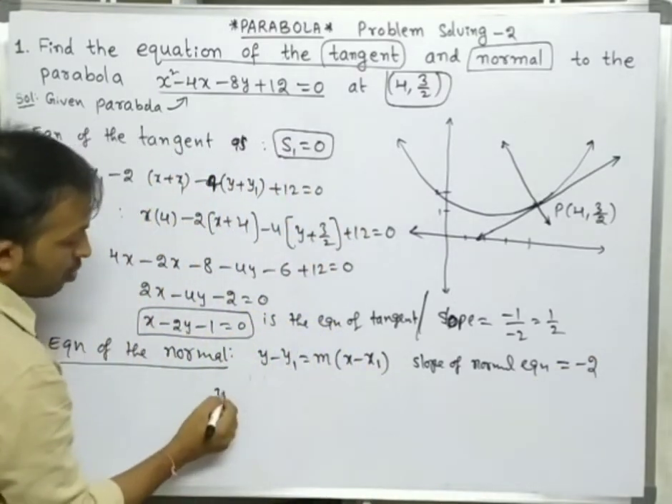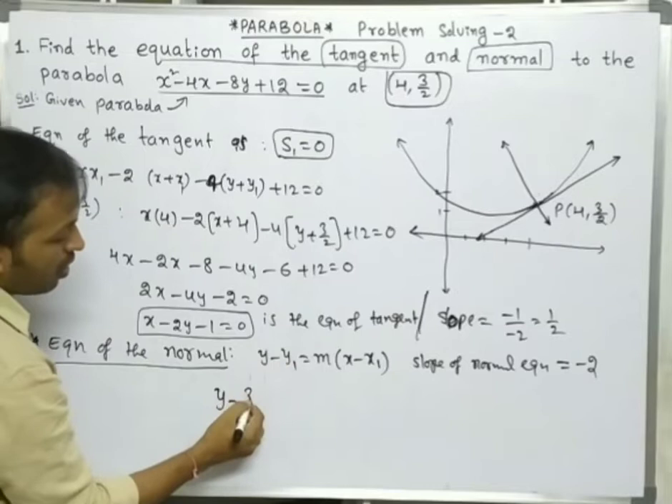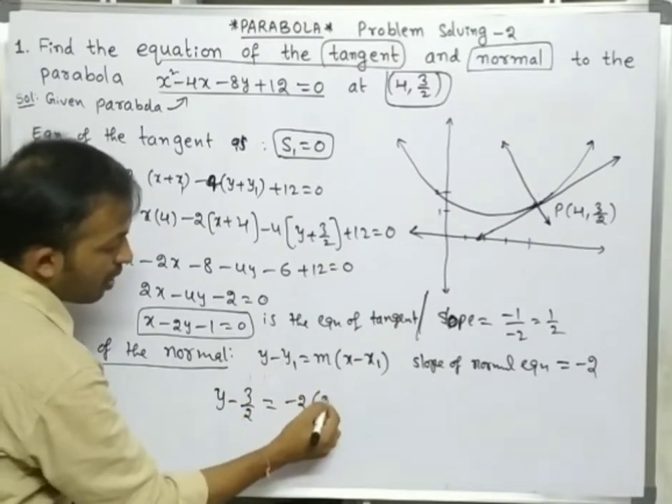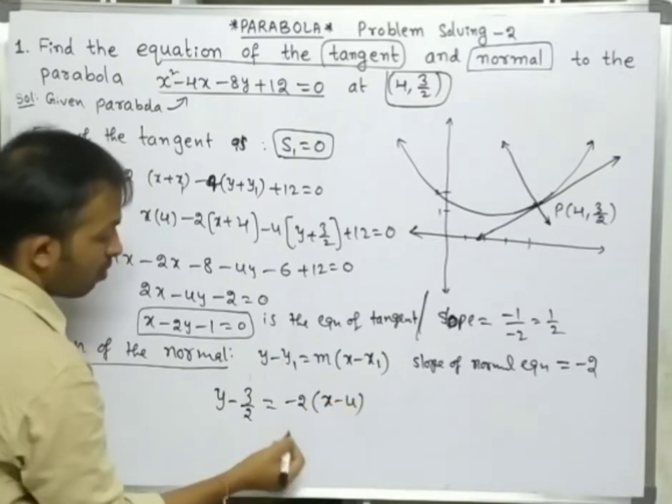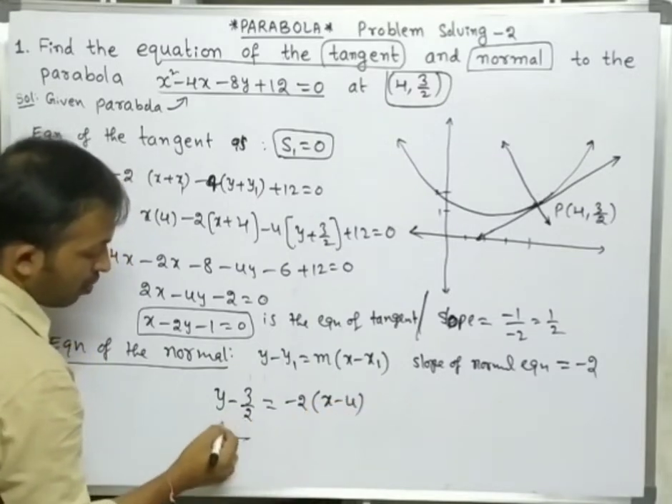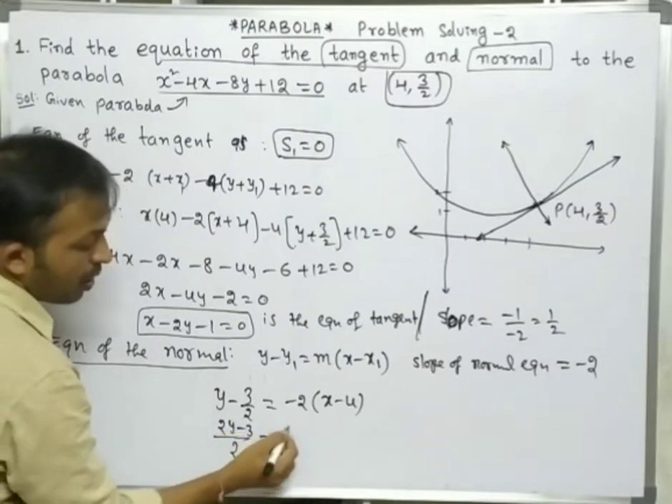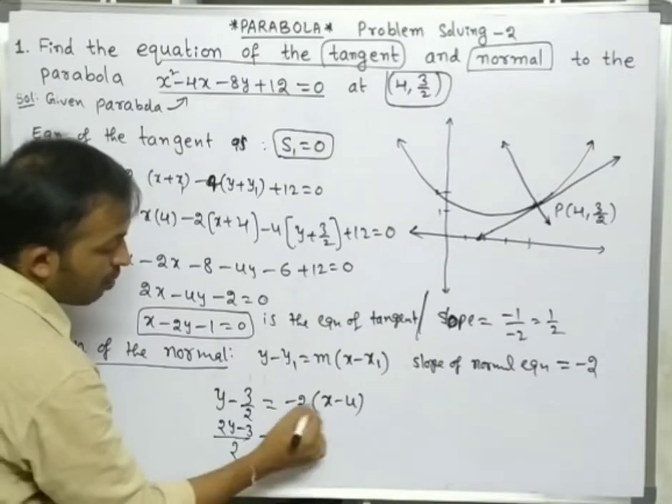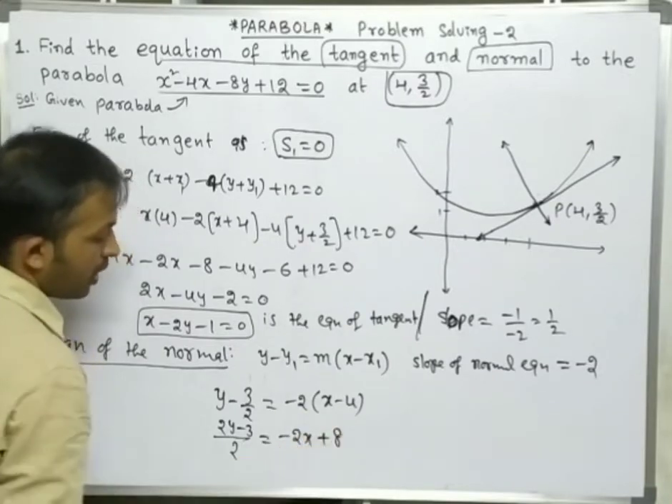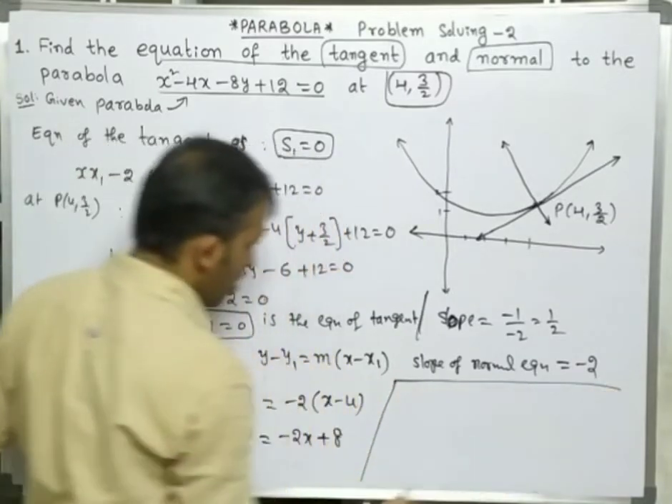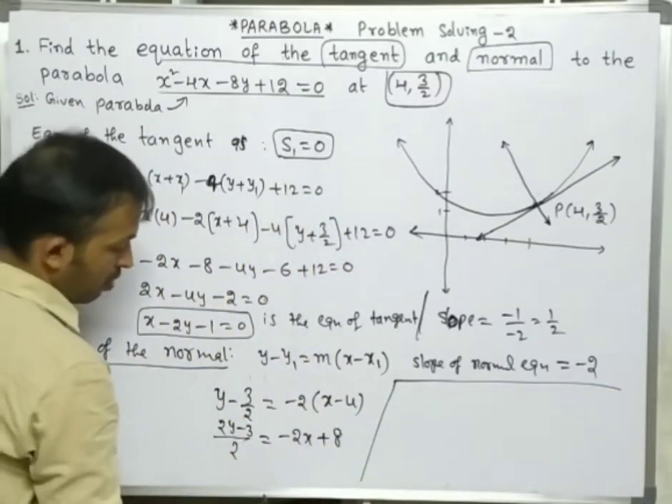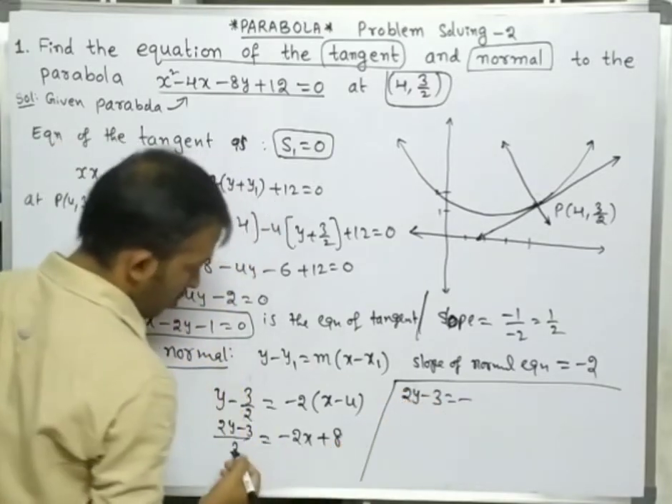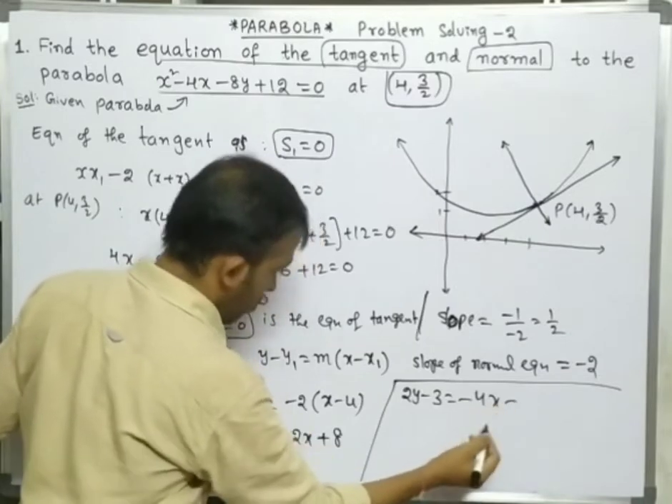Okay, right. Substitute those points here. y minus y1, what is y1? 3 by 2, is equal to m, which is minus 2, into x minus x1. x minus, what is x1? 4. So taking 2 as the LCM, 2y minus 3 is equal to minus 2 into x minus 2x, and minus into minus gives plus 4, 8. Right. So multiply by 2 here again: 2y minus 3 is equal to minus 4x plus 16.